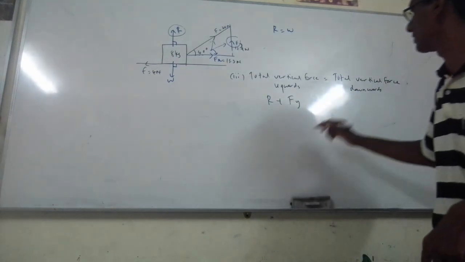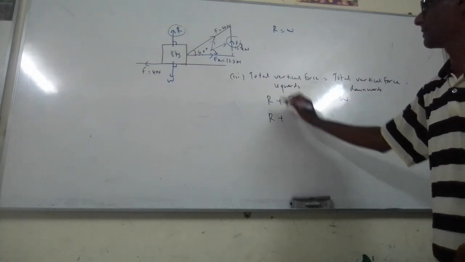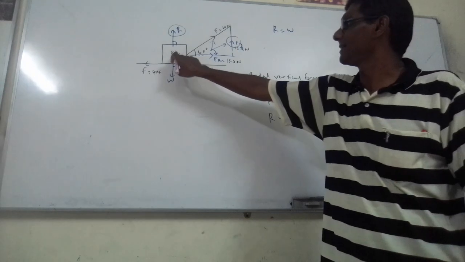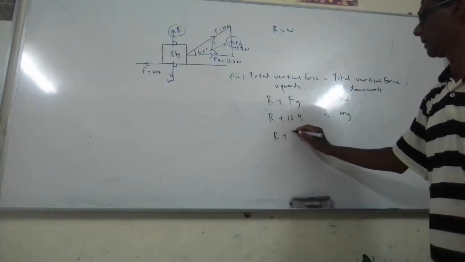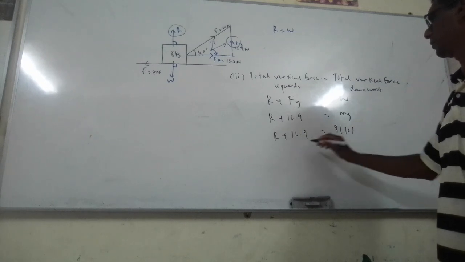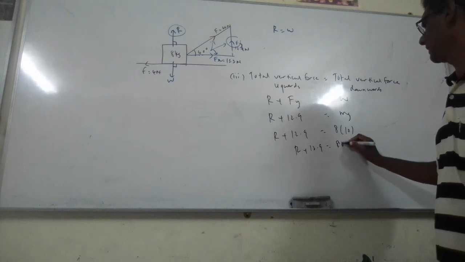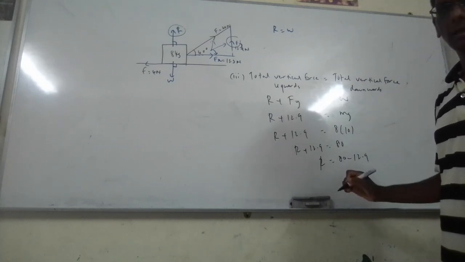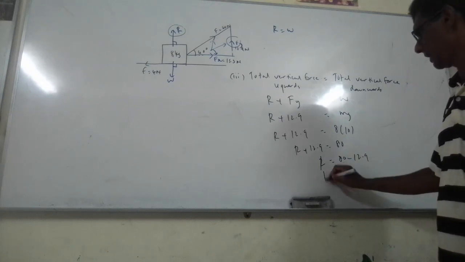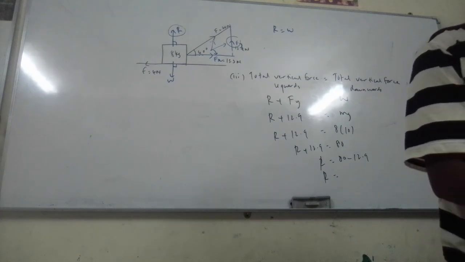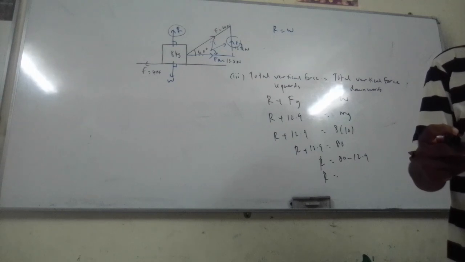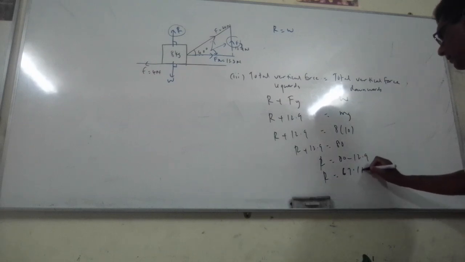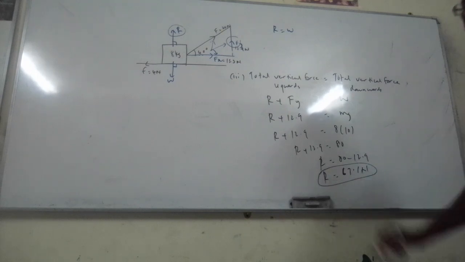Vertical force downwards is called W. So R plus Fy equals W, and W equals mg. The mass is 8 kg, so R plus 12.9 equals 8 times 10, which is 80 newton. So R equals 80 minus 12.9, which is 67.1. This is called the normal reaction force.